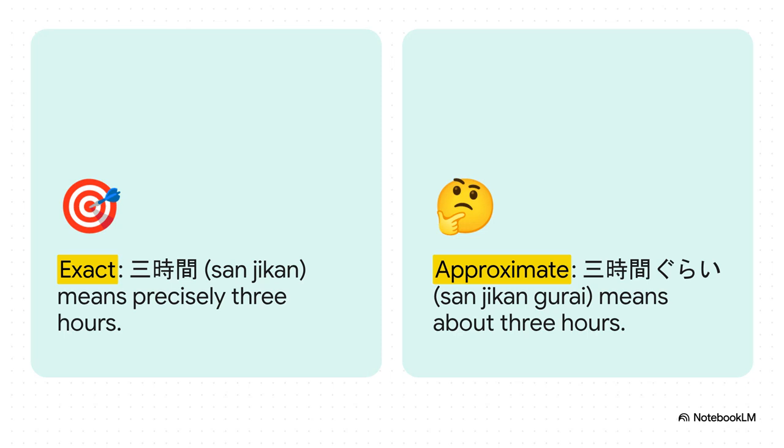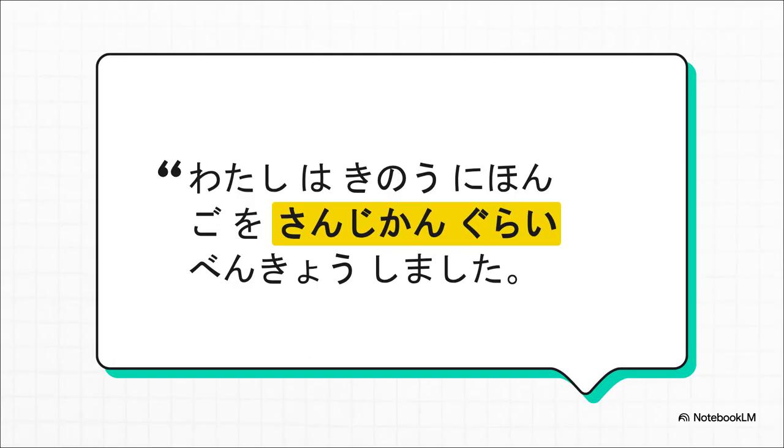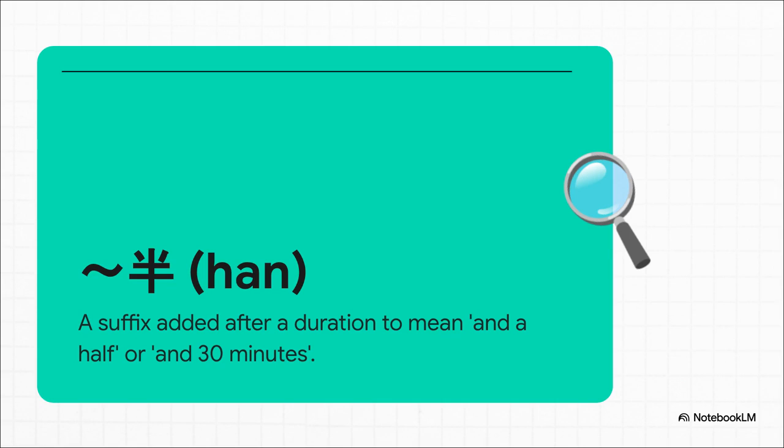And this slide just makes it crystal clear. Over on the left, sanjikan is super precise. Exactly 3 hours. Not a minute more, not a minute less. But look at the right. Just by adding gurai, we get sanjikan gurai, and the meaning instantly softens to around 3 hours. It's really that easy. And here it is in a full sentence. 私は昨日日本語を3時間ぐらい勉強しました. I studied Japanese for about 3 hours yesterday. You see how gurai just tucks in there right after sanjikan? The rest of the sentence doesn't change at all. So useful.